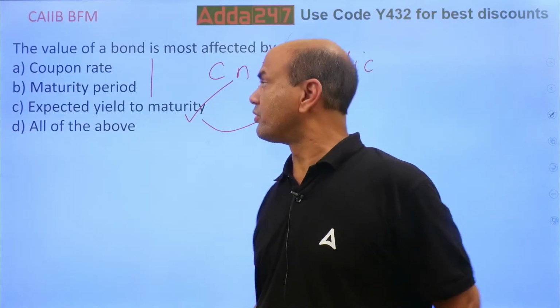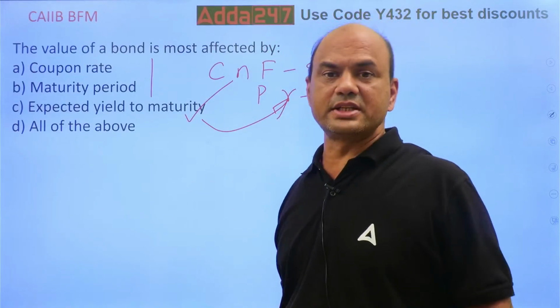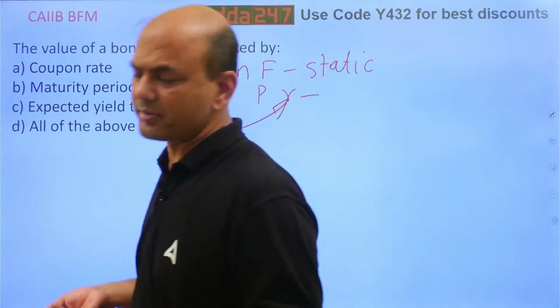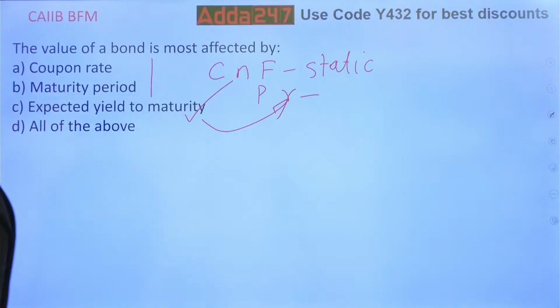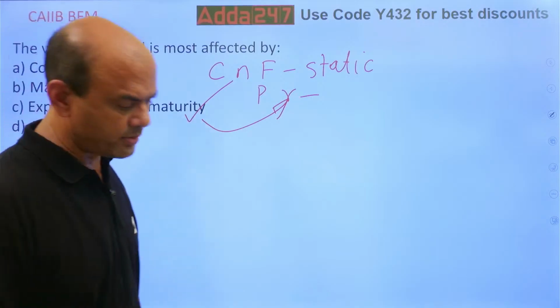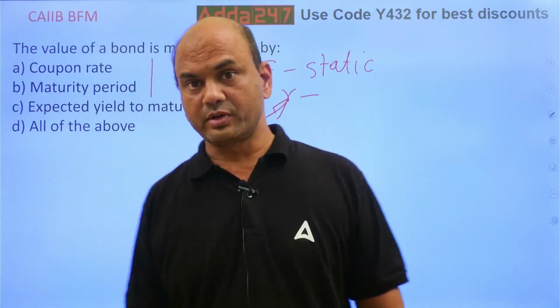Always remember, whatever is static, whatever is not changing, will not affect anything that much, because you know it. What is static means you know it. So it will not affect the bond price that much. And whatever is changing will always affect the bond price heavily. Okay?